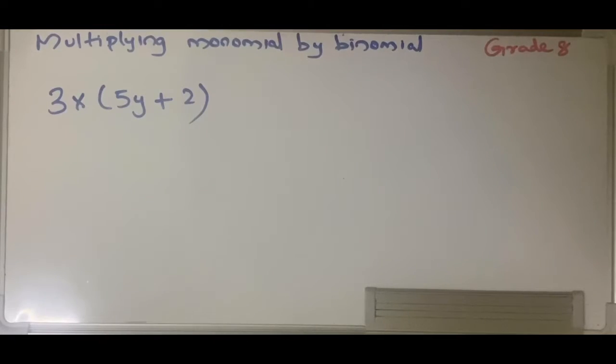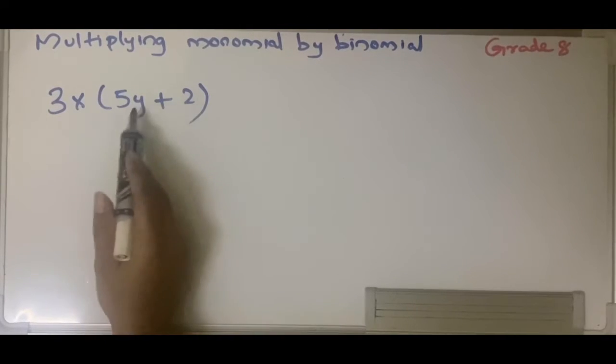Hello friends. So in this video we'll be doing multiplication of algebraic expressions, and we'll be dealing with a monomial and a binomial. We have already done a video where we studied multiplication of two monomials, and a monomial is when you have a single term, right? Whereas a binomial is the case when you have two terms.